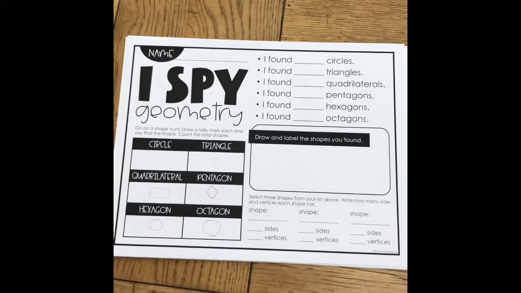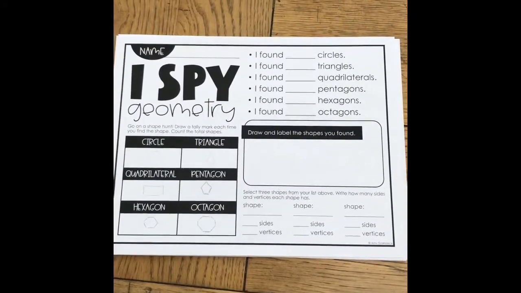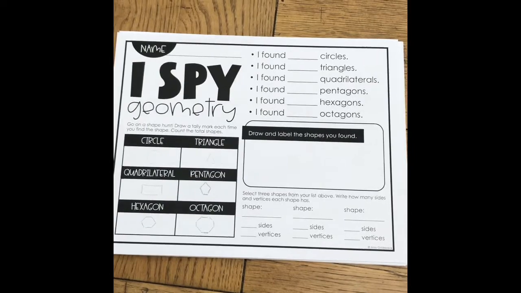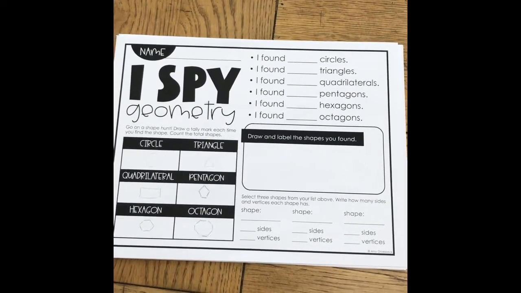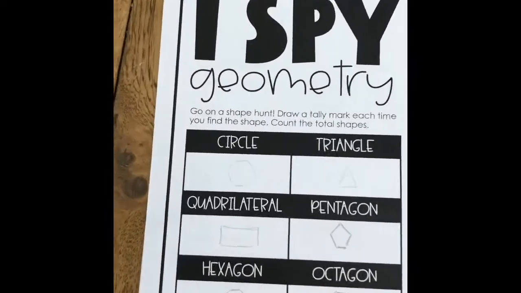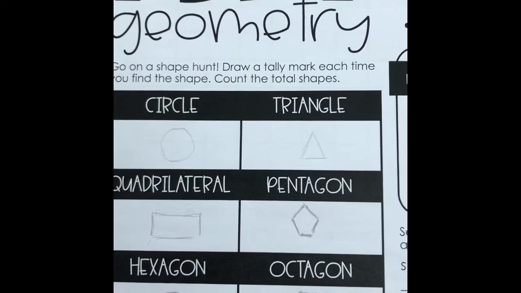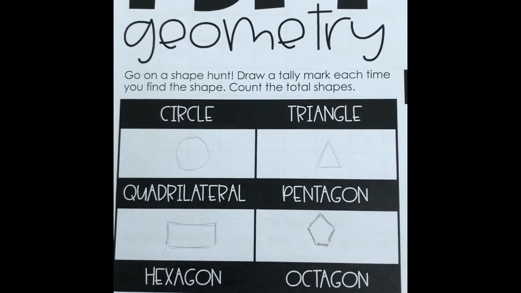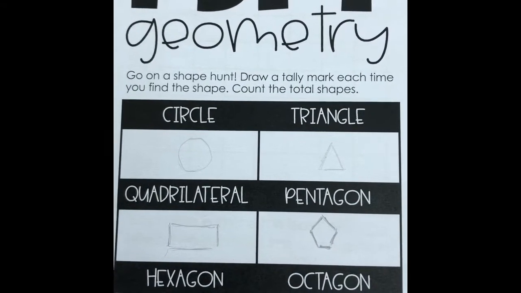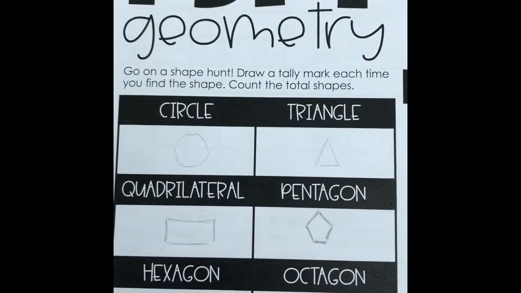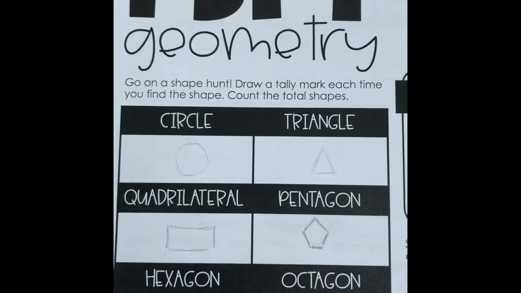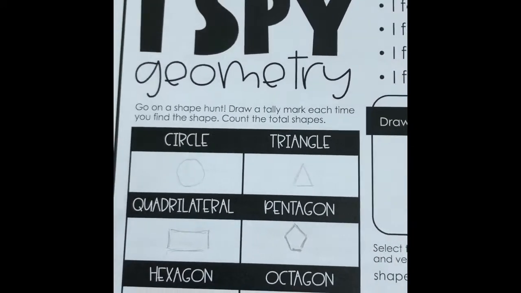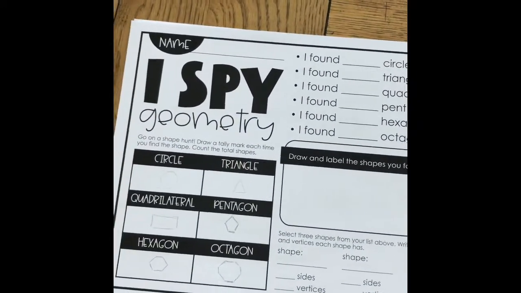Our first activity is I Spy Geometry. So in here we're going to be on a spy hunt, a shape hunt rather, to look for shapes around our house. To start, I just made a quick sketch of some of the shapes that I'm going to be looking for. Circle, a triangle, quadrilateral has 4 sides, pentagon has 5 sides, hexagon has 6 sides, and octagon has 8 sides. So I went on my shape hunt, and some of the things that I found.